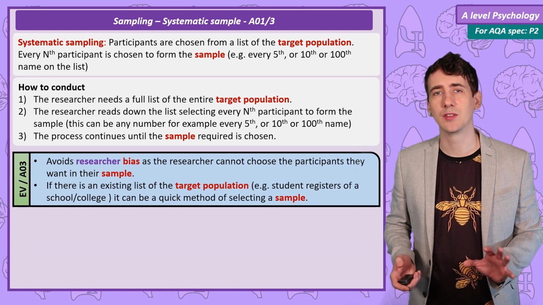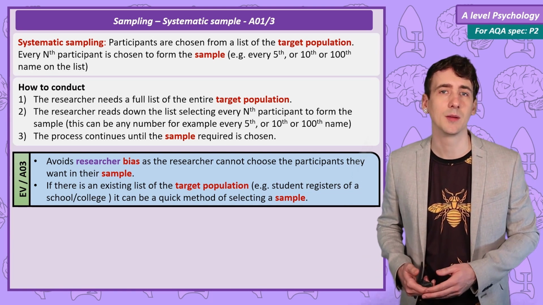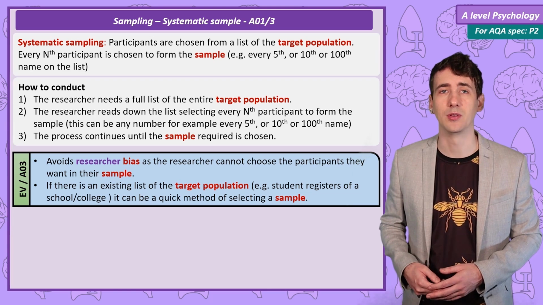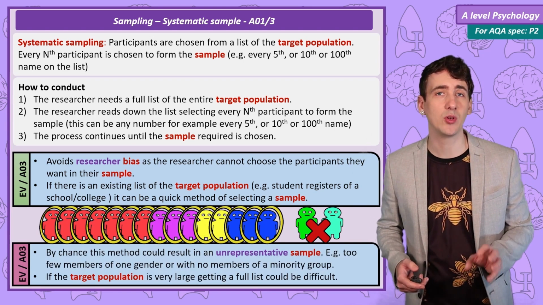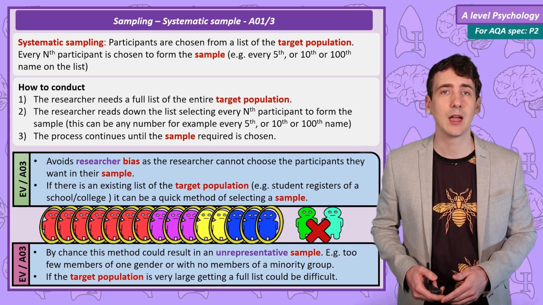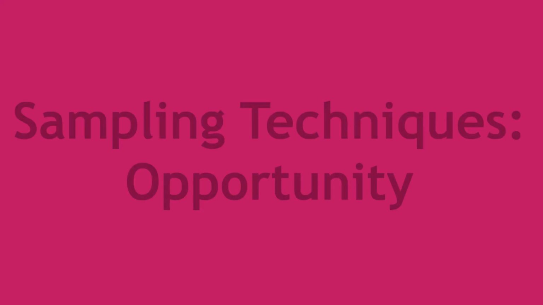And with a small population studied and lists of the population already existing, such as the register, this can be a quick way of getting a sample. It's unlikely, but still possible to get an unrepresentative sample using a systematic approach. And with large populations, it's difficult to get a full list of members.